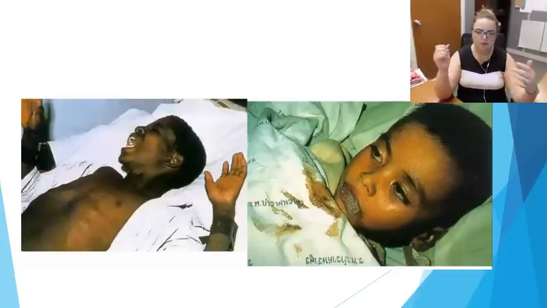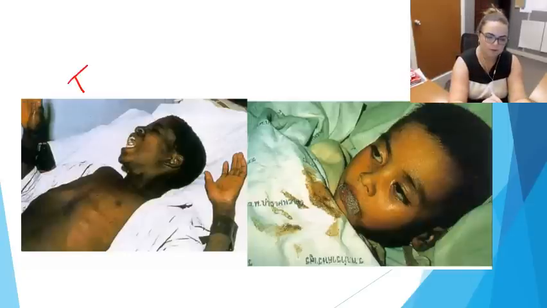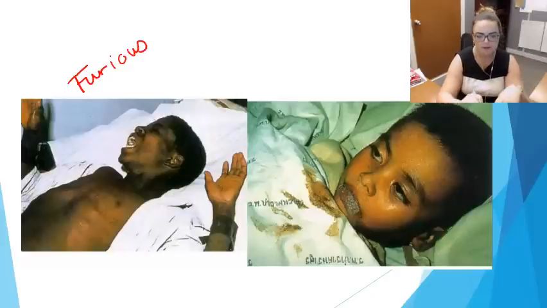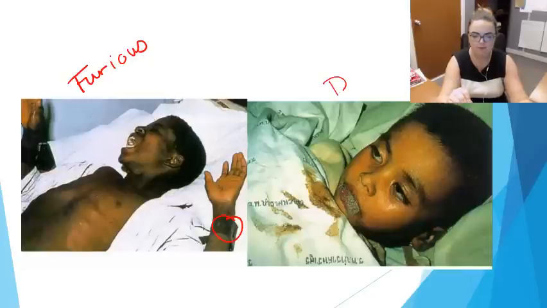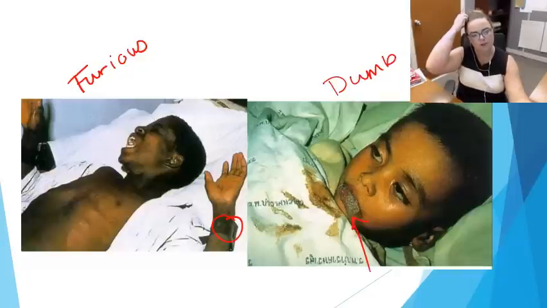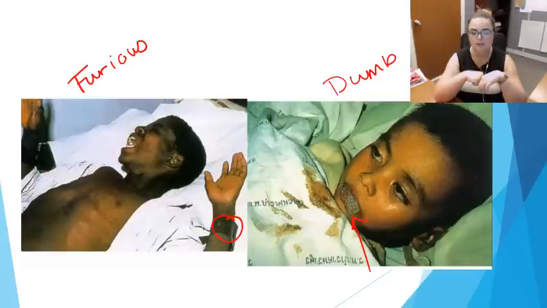Okay, here's some images of what I was showing you before. This is furious rabies. So this individual is, you can see, restrained here and trying to kind of break free and attack. This is what is referred to as dumb rabies. You can see this is the foaming at the mouth that people often associate with rabies. Again, that's because of the spasms, so the patient isn't able to swallow appropriately.